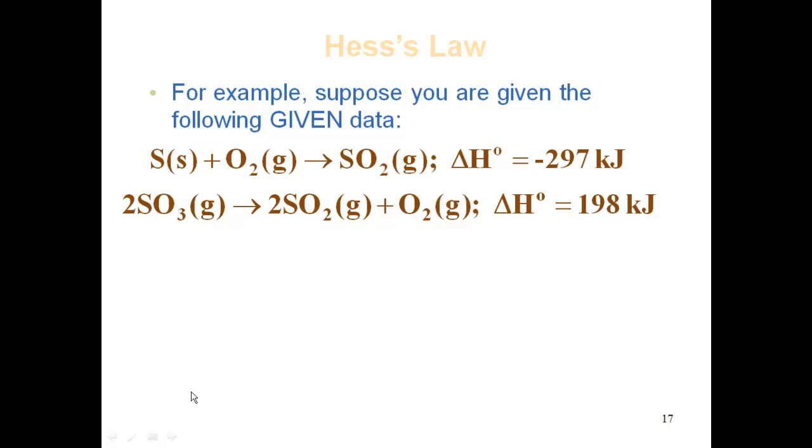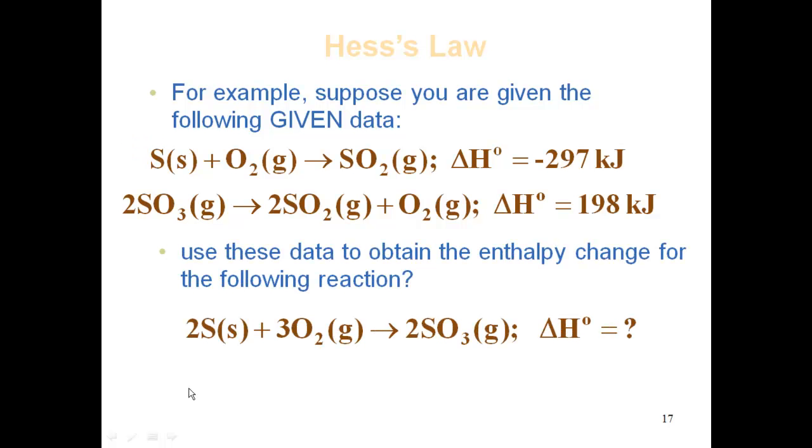Let's look at a real chemistry problem now. Here are my givens. I have sulfur plus oxygen gives me sulfur dioxide. It has a delta H of negative 297 kilojoules. And I have 2 sulfur trioxides gives me 2 sulfur dioxides plus oxygen, which has a delta H of 198 kilojoules. Here's my question.